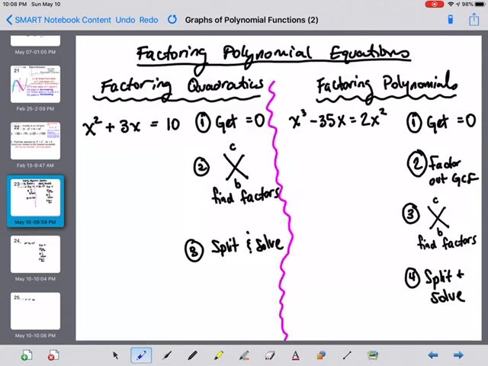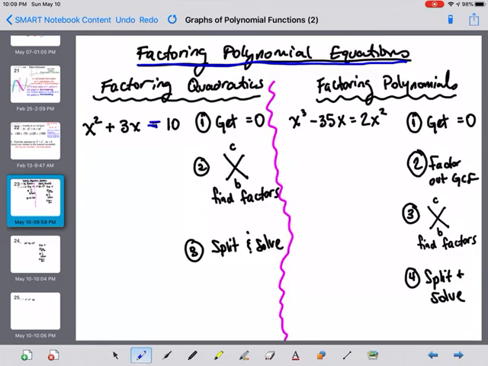This week, we're going to combine what we learned about polynomial functions and what we learned earlier in the year with factoring. So we're going to be learning how to factor polynomial equations. This week you have to take notes on this, and then you have to show your work. So your work should have the same steps. You don't have to write it out in words, but you do have to show the same steps, okay?